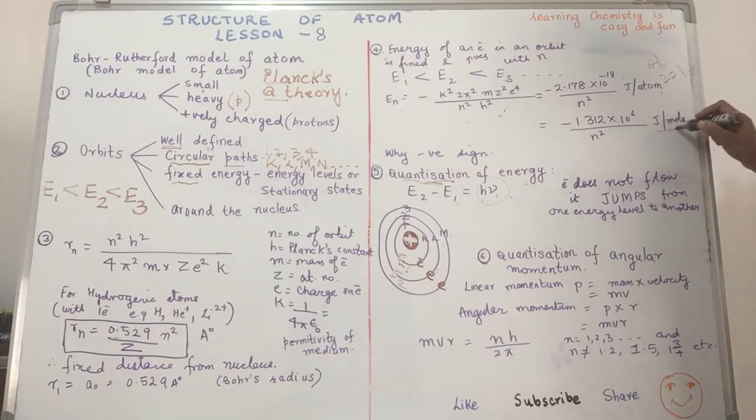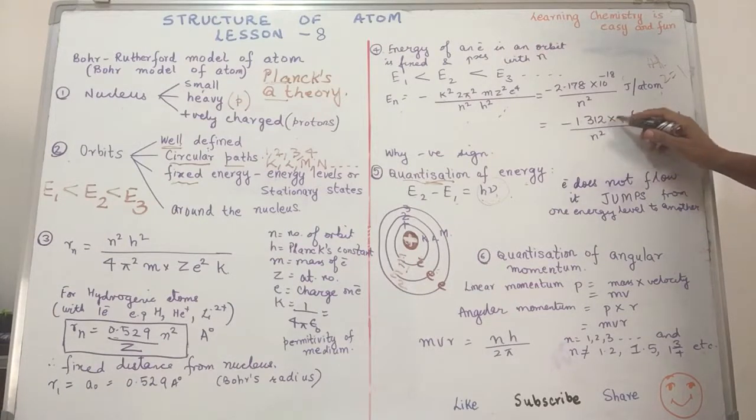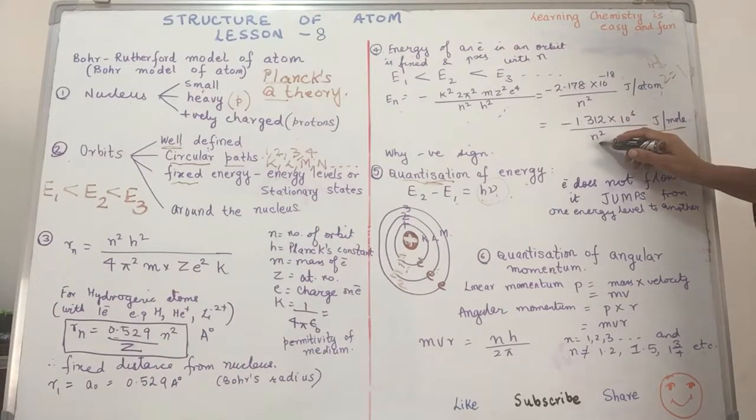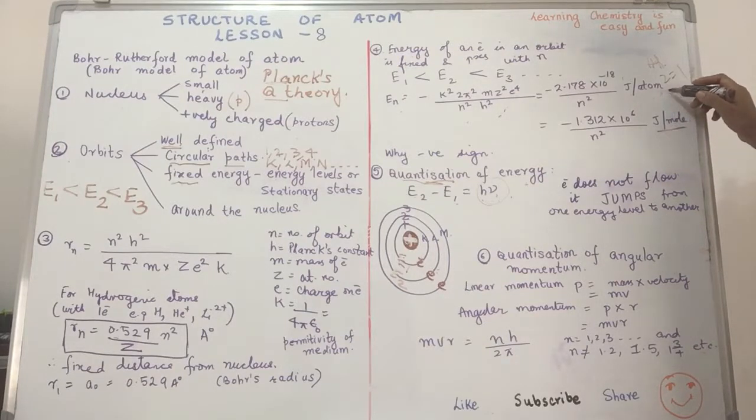If you are talking about the energy in joule per mole, we have minus 1.312 into 10 to the power 6 upon n square. Why? Because we will convert per atom into per mole by considering the Avogadro number 6.023 into 10 to the power 23. 1 mole is an Avogadro number of atoms.